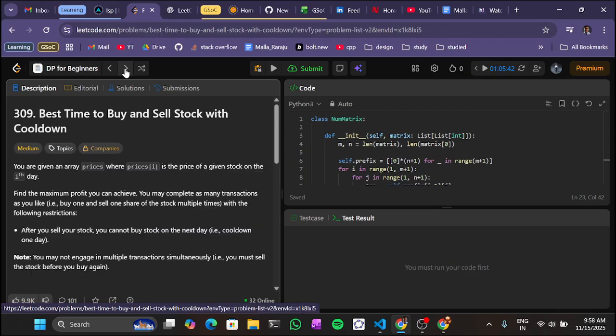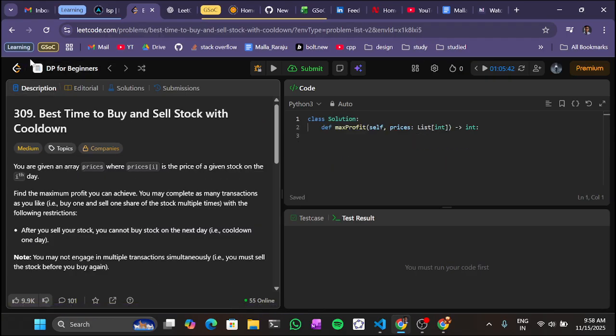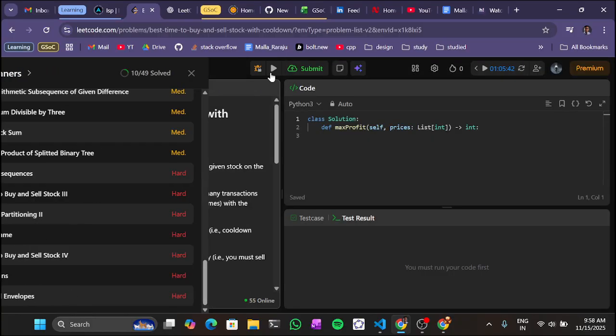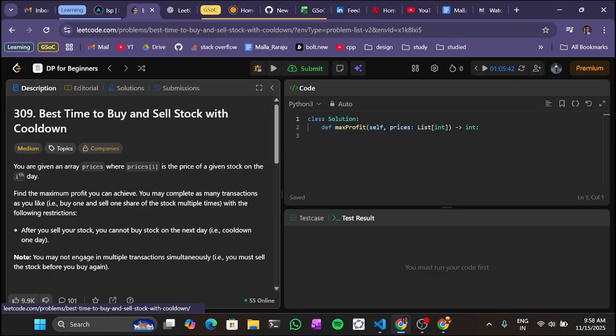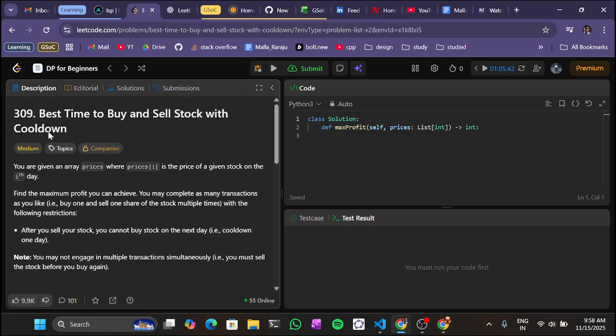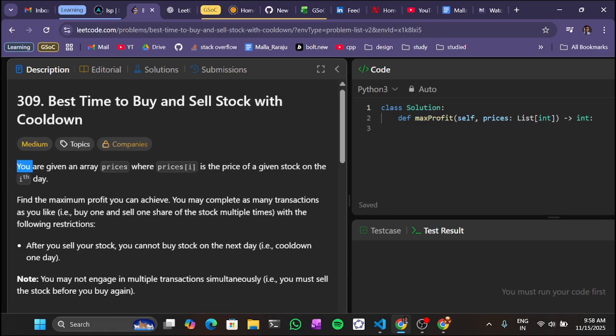Well, we have completed 10 problems on the list. We still have 39 more problems, I guess. So on to the next problem, LeetCode 309, Best Time to Buy and Sell Stock with Cooldown. Let's see what this is about. And it's a medium level problem for your information.